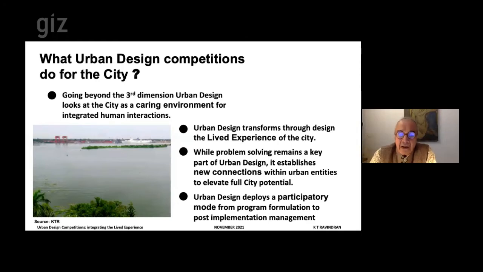Now, while problem solving also remains a key part of urban design, it establishes new connections within urban entities to elevate full city potential. That is, the city's full potential is elevated through the kind of new connections that you can establish through the perspective of urban design. The third thing is that urban design deploys a participatory mode from program formulation to post-implementation management.